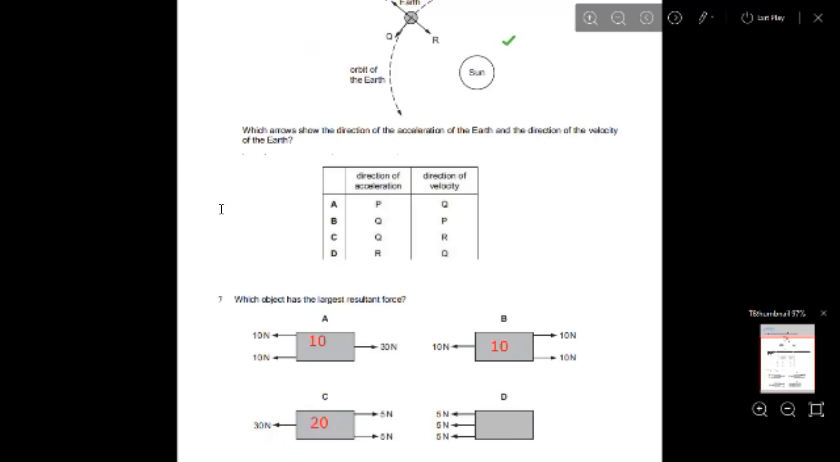In case of D, you can see all three forces are acting in the same direction, 5 plus 5 plus 5. So resultant is 15. So now you can compare them, which one has the largest resultant force. So 10 and 10 both are incorrect because both are the same. 15 is also not correct because 20 is the largest number, so 20 newton is the largest force acting on it.